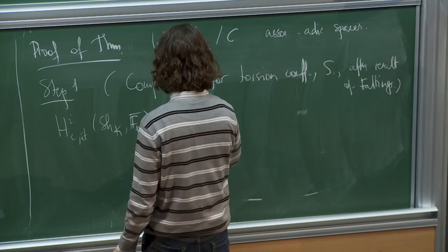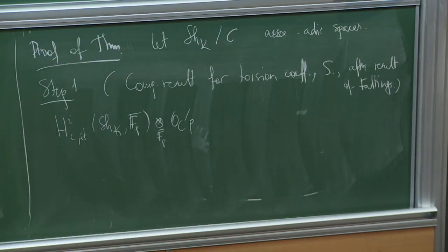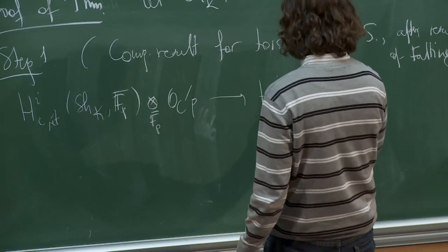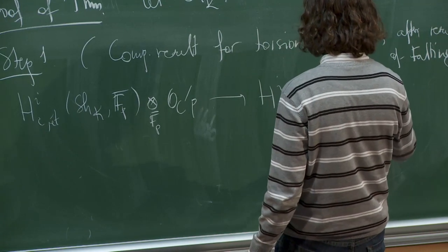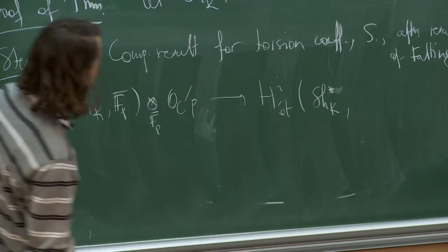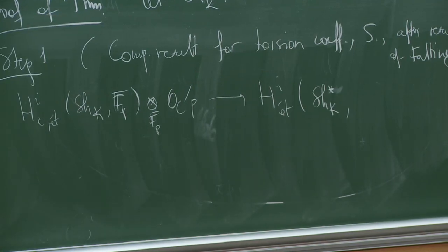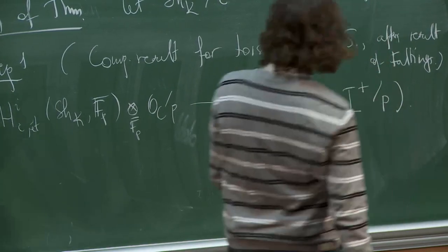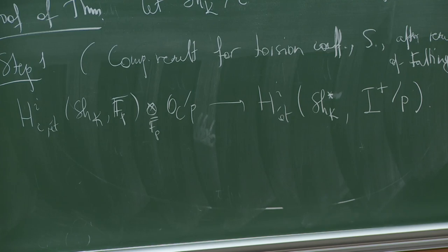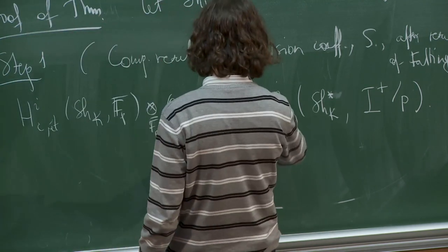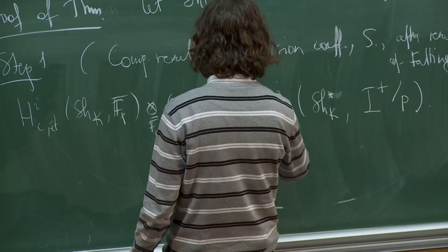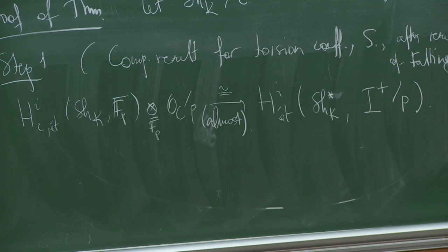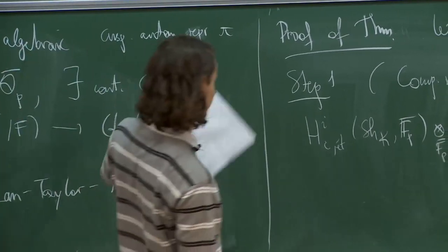And if you tensor this up to O_C mod p, then you get a map to the cohomology. Well, actually, I have to go to the minimal compactification here. And that takes the cohomology of the following strange sheaf. It's the sheaf I plus mod p. I'll explain it in a second. And in fact, this is not an isomorphism, but it's almost an isomorphism, in the sense of Faltings, it's almost mathematics. So in all these proofs, there will be a lot of statements which are only almost true, but it won't matter in the end.